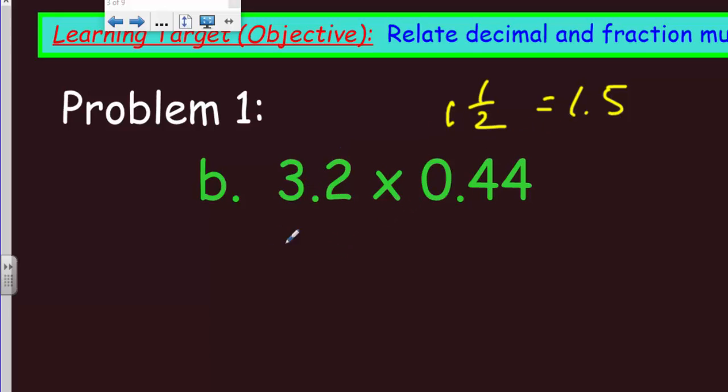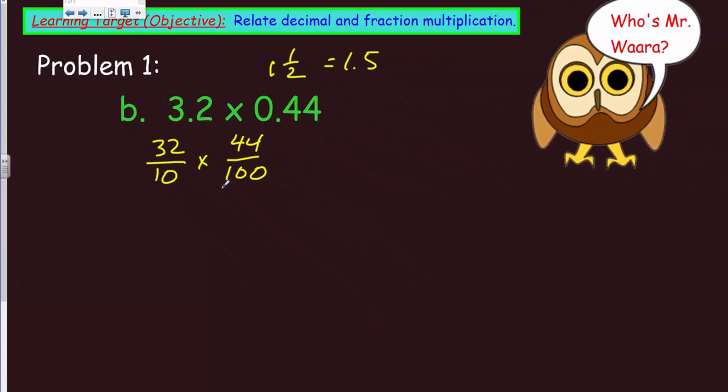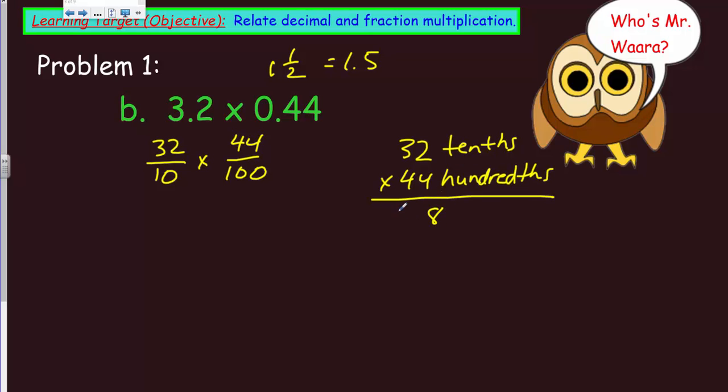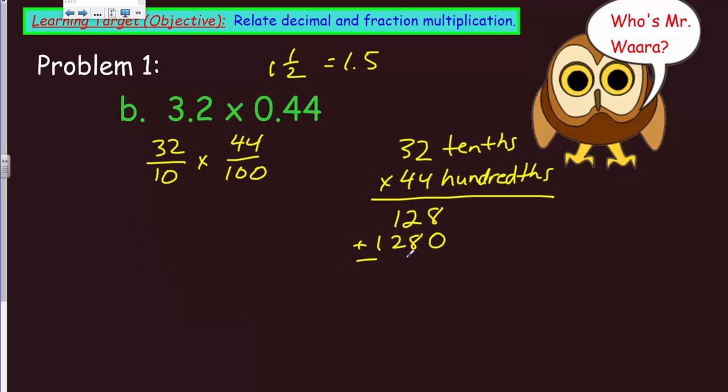So let's go ahead and rewrite our problem as a fraction. This would be 32 tenths times 44 over 100, or 44 hundredths. What is 1/10 of a hundredth? That's right, it's going to be 1,000th. So let's go ahead and multiply our 32. Now remember, this is tenths, and here we have 44, that's hundredths. Okay, we're going to go ahead and solve this. 8, then we have 12. Placeholder. Okay, and then we have 8, and then we have 12. We're going to add these together.